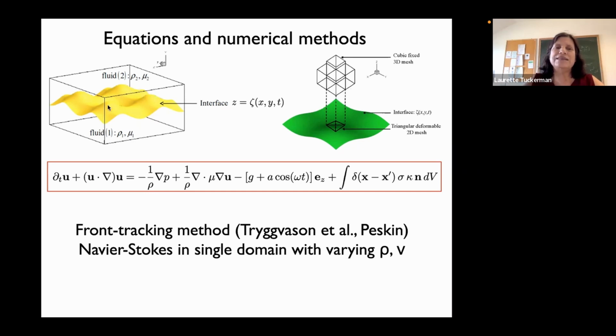And the interface is described by a set of triangles. And the triangles influence the velocity via the surface tension. This sigma is surface tension. So they are added to the velocity Navier-Stokes equations just at the boundary. And the fluid influences the surface by moving it, by advecting it. So this is called the front tracking method, and there's a single domain, and that's about all I'm going to tell you about the numerical method.